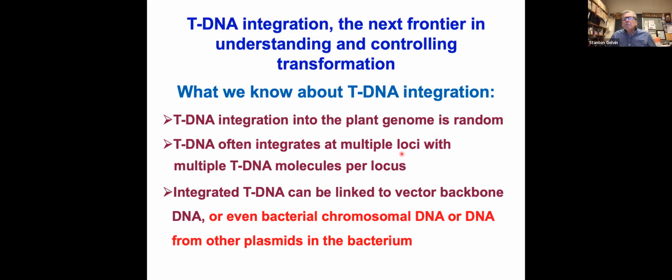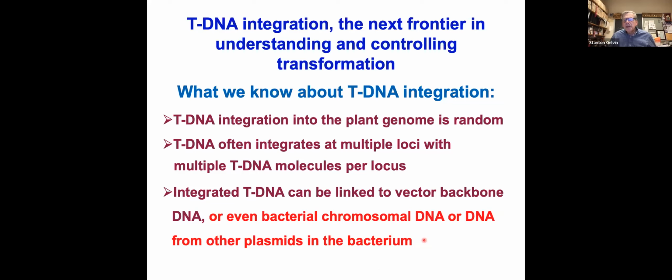T-DNA often integrates at multiple different places, and at any given locus you could have multiple T-DNA molecules. The other thing we know, which our laboratory found a long time ago, is that integrated T-DNA could be linked to backbone sequences from vectors. And it's been shown by Bekir Ülker in Germany that even bacterial chromosomal DNA could be linked to T-DNA in the plant DNA. Recently, we have shown that T-DNA from other plasmids in the bacterium could also get into the plant. This is quite a surprising result, because people thought that only the T-DNA region of the Ti plasmid got into the plant. But we now know that other types of DNA can get into the plant also.